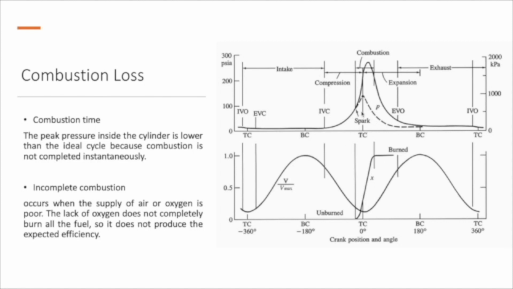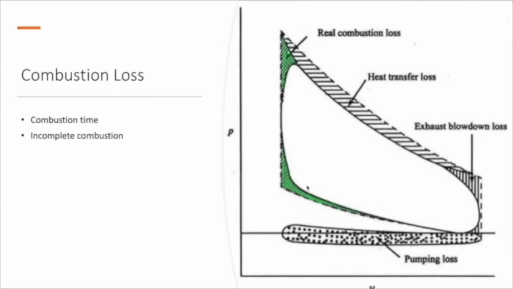The peak pressure inside the cylinder is lower than the ideal cycle because combustion is not completed instantaneously. And the other factor is incomplete combustion, which occurs when the supply of air or oxygen is poor. The lack of oxygen does not completely burn all the fuel, so it does not produce the expected efficiency. So this green area is lost due to the combustion.